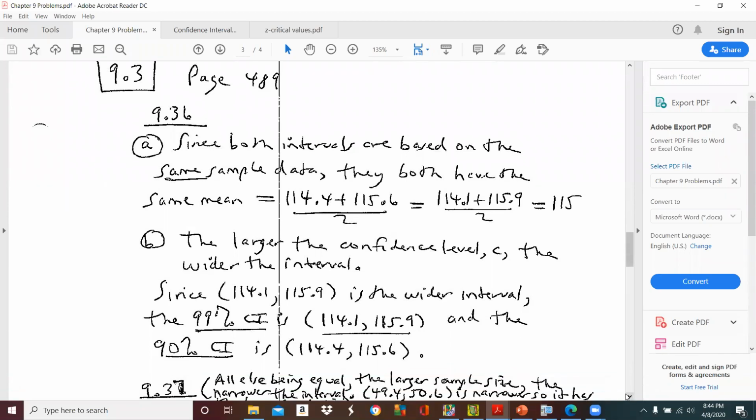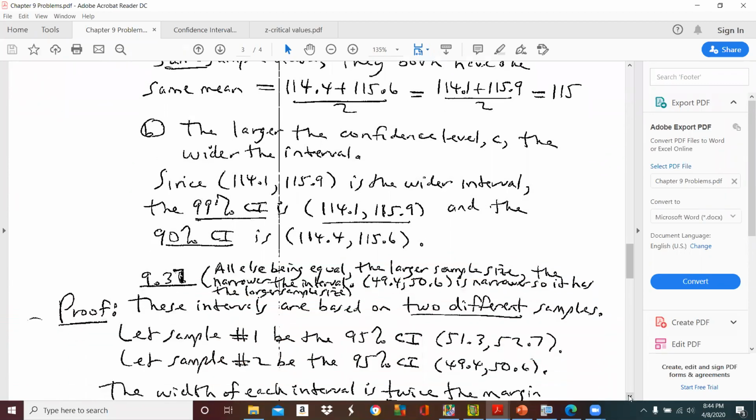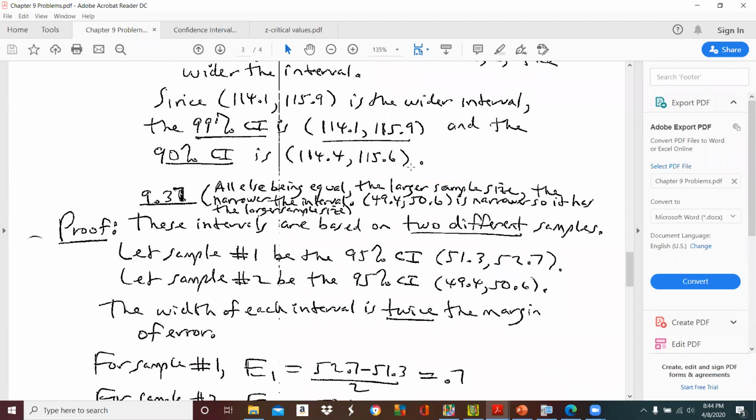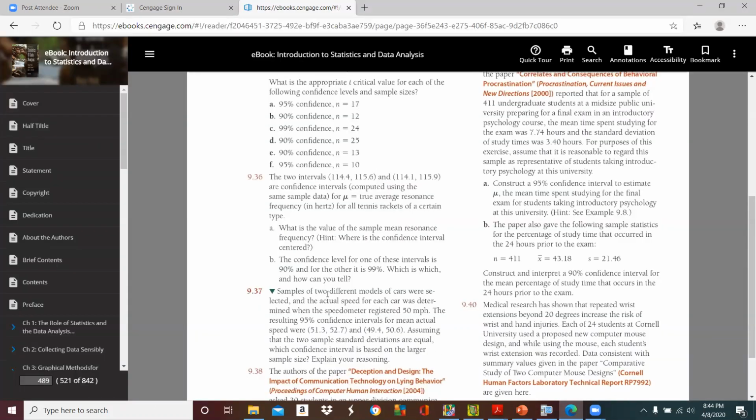All right, so let's look at the next problem. Next problem is, in the very next one, 9.37. Let's go to the text here. Samples of two different models of cars were selected, and the actual speed for each car was determined when the speedometer reaches 50 miles per hour. All right, samples of two different models.